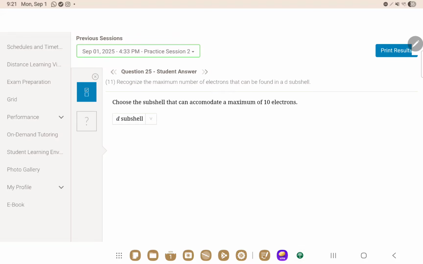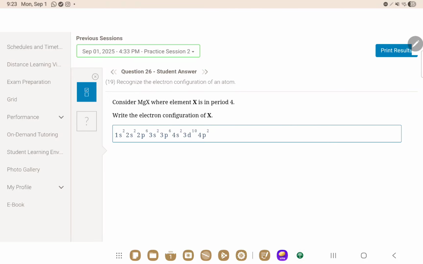Recognize the maximum number of electrons that can be found in the D subshell. Or no, sorry, it says choose the subshell that can accommodate 10 electrons. So, we know that D has 5 rooms: 1, 2, 3, 4, 5. If in each room you can fit 2, it can fit a maximum of 10. Memorize it. S can fit a maximum of 2. P can fit a maximum of 6. D 10. F 14. So it's the D subshell that can fit 10.